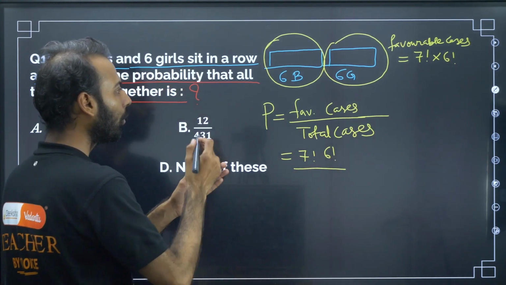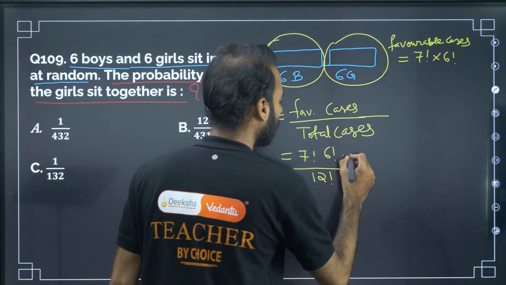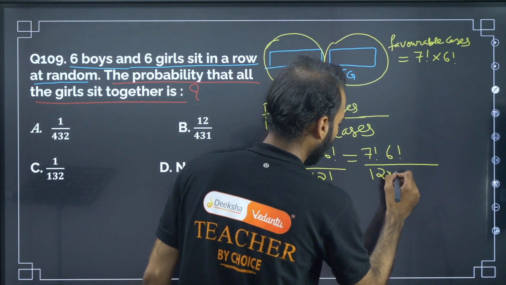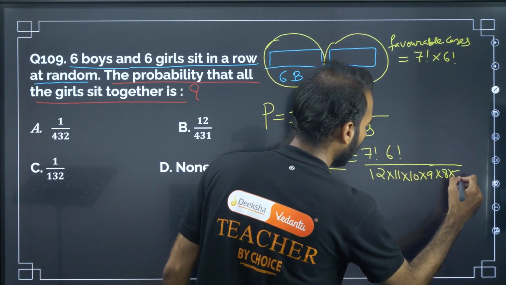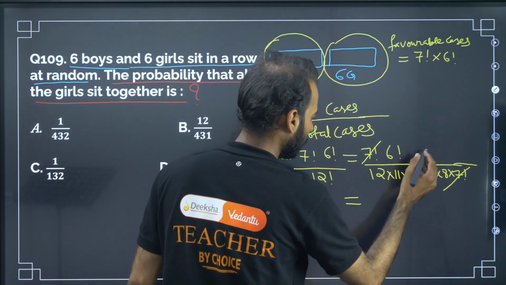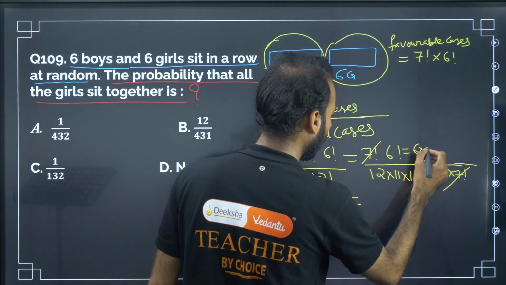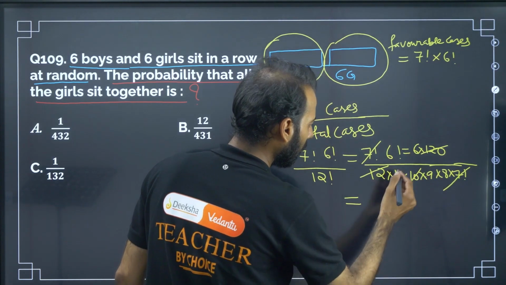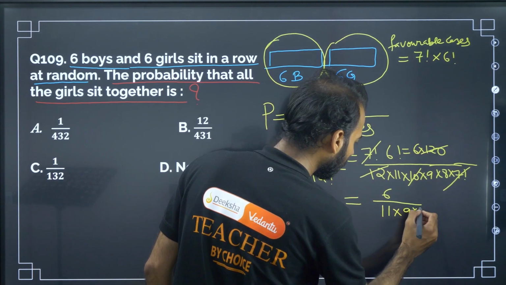What about total cases? There are 12 people, so they can be arranged in 12 factorial ways. So 7 factorial, 6 factorial over 12, 11, 10, 9, 8, 7 factorial. Let me cancel this and this. 6 factorial is equal to 6 into 5 factorial, which is 120. So 12 and 10 I have cancelled. Here we are left with 6 by 11 into 9 into 8.